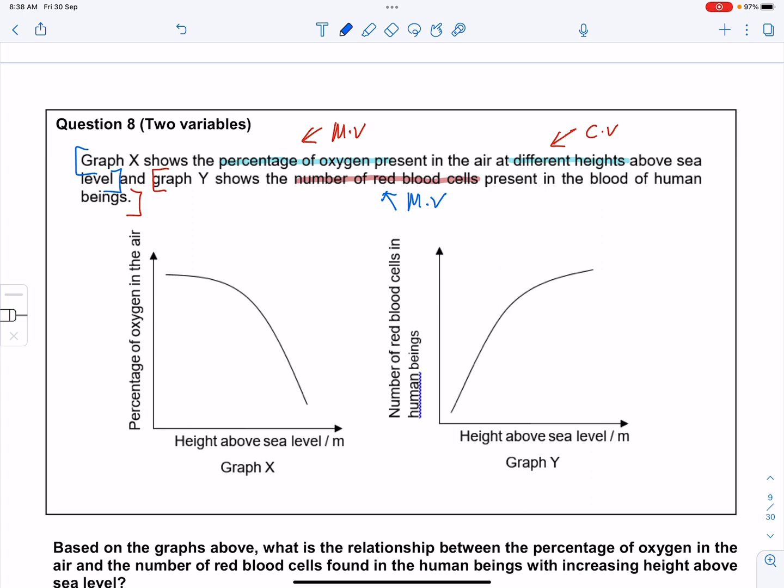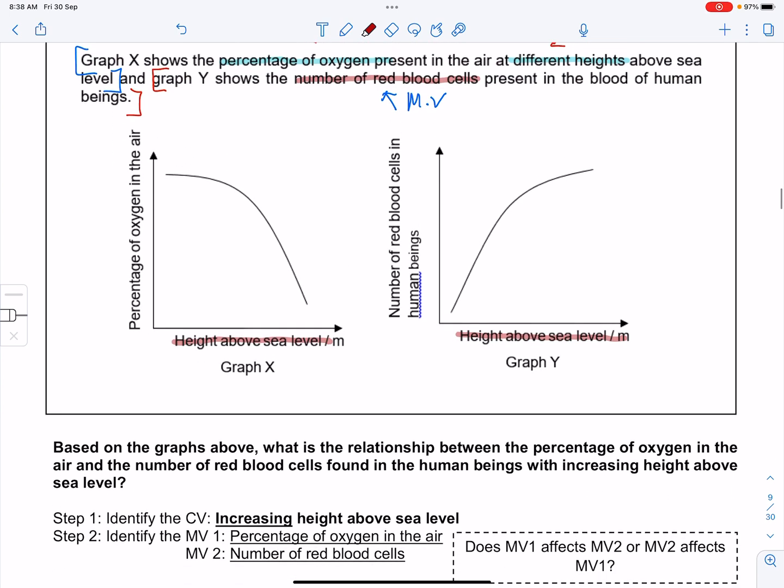But you realize they are separate. Okay, so you can view them as separate experiments, but they are taken separately, but yet they are together because the same change variable is there, which is height above sea level. Okay, this is the same.